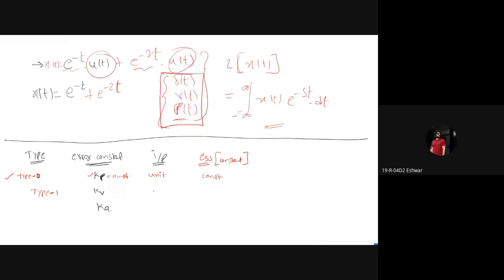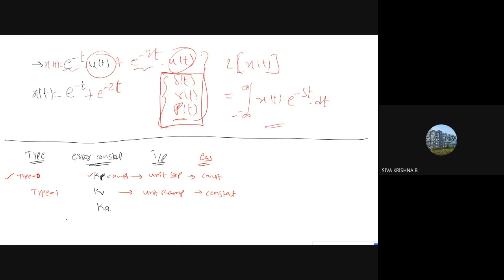Unit ramp. Unit step. Sorry, it is unit step input, that means Kp. Kv means unit ramp. For type 1 system, Kv, that is velocity error constant, you will get. For that, if you apply unit ramp input, you will get the constant value, that is ESS.